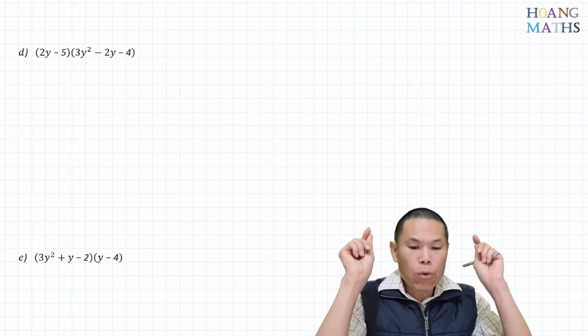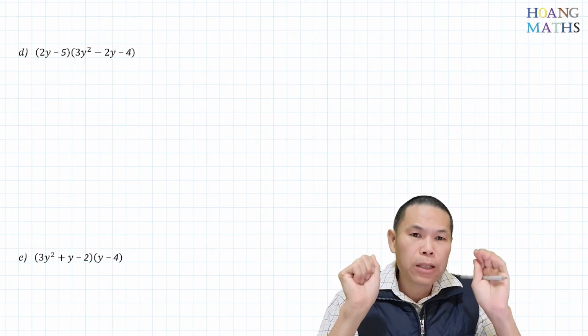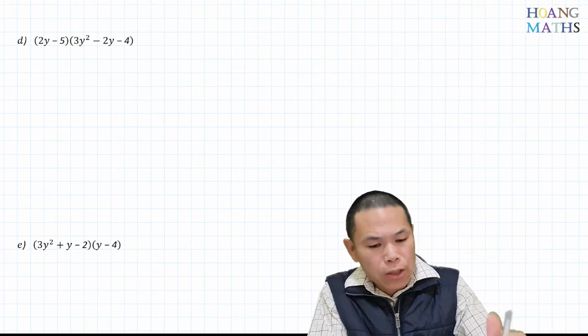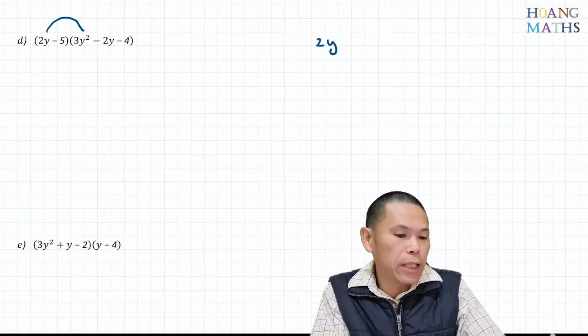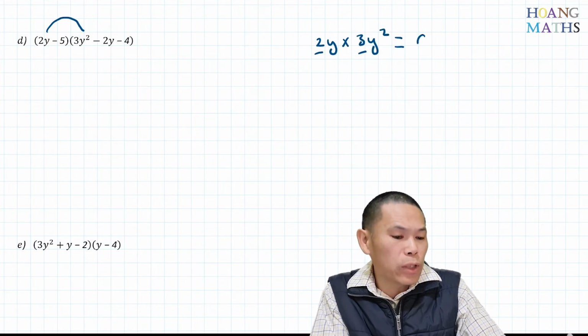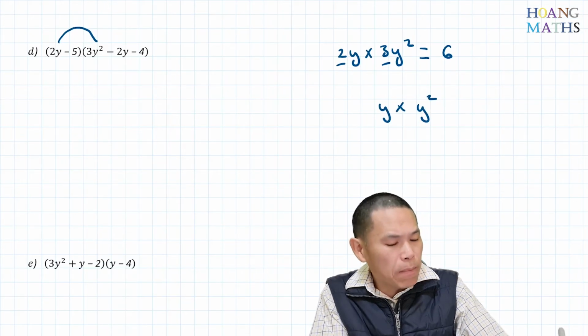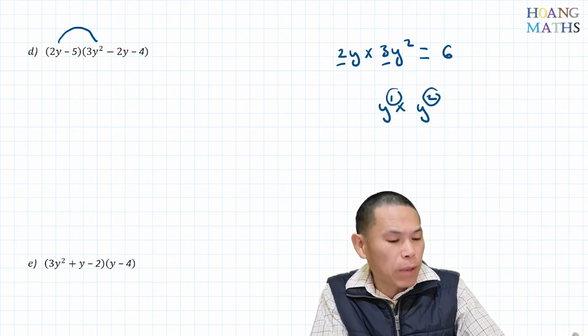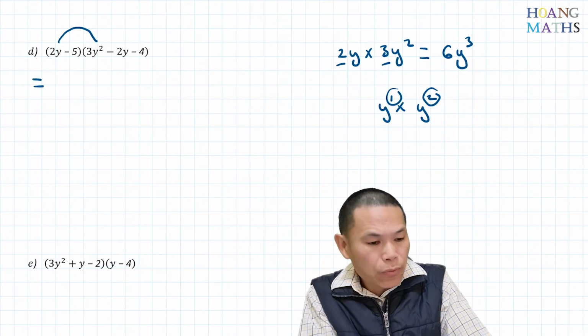Part D. So what we do, same manner, even though the second one is 3 terms. We just do normally, okay? So we have 2y times 3y squared. 3 times 2 is 6. Y times y to the power 2, so that means y power 1. We just add the index, okay? So 1 plus 2 is 3, so y power 3. That will give me 6y to the power 3.